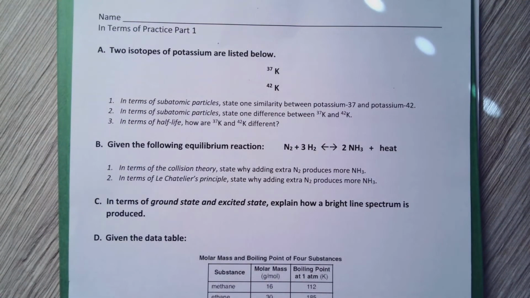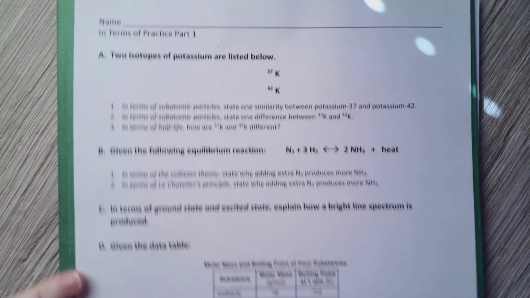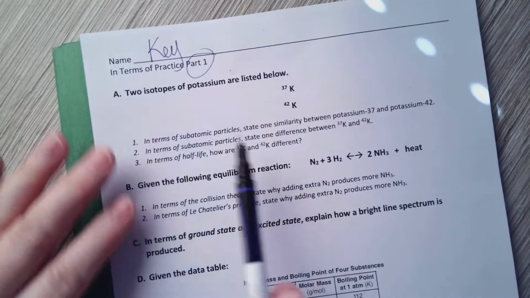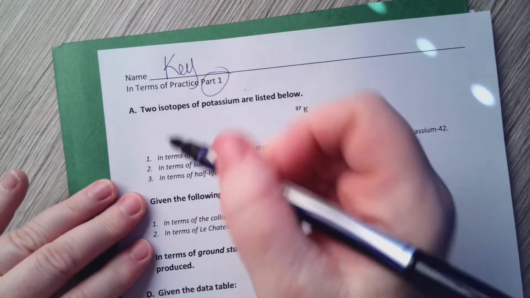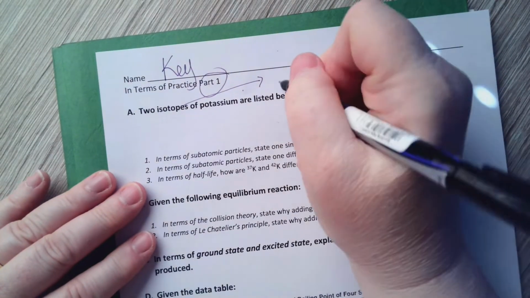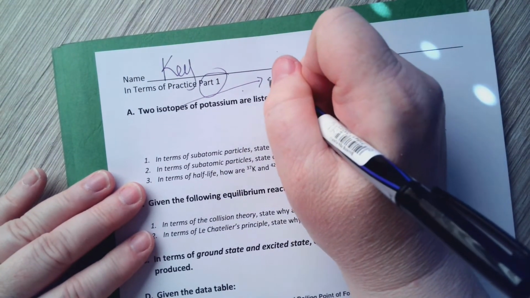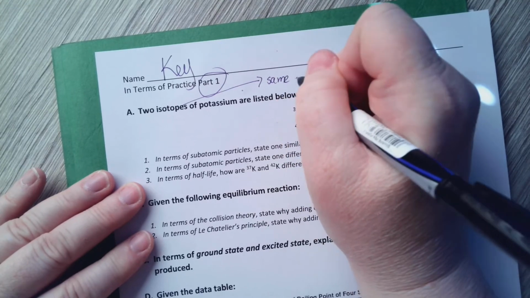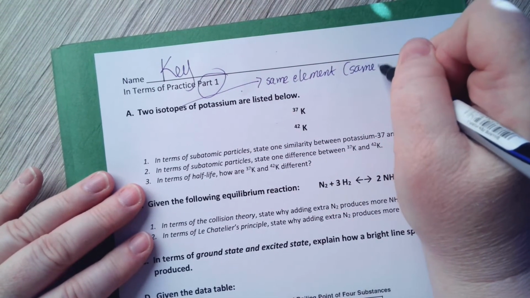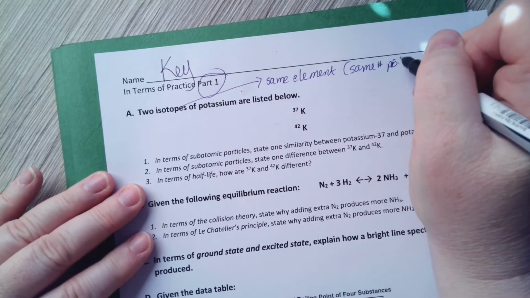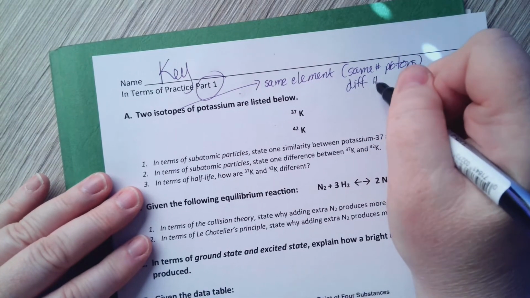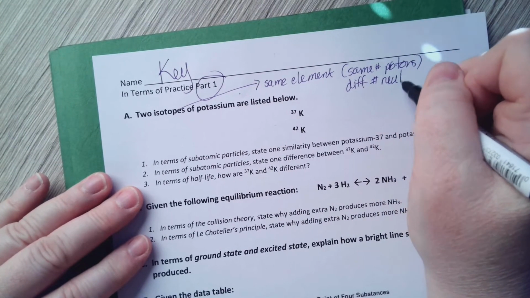Okay, we are going to work on this in terms of sheet, and this is part 1. Isotopes. What's isotopes again? So every time you see a word, you should be thinking about the definition. The isotope means it is the same element. So what does that mean? Same number of protons, but it has a different number of neutrons.